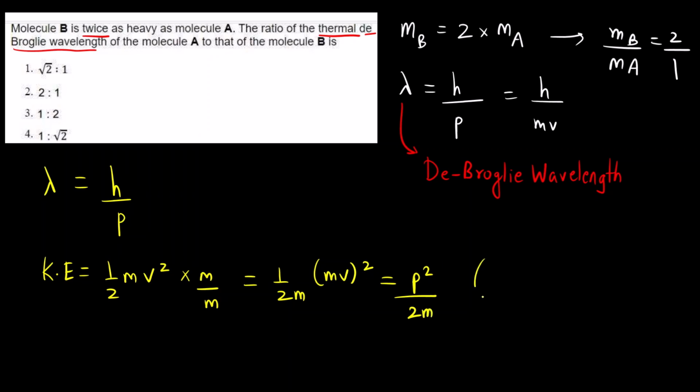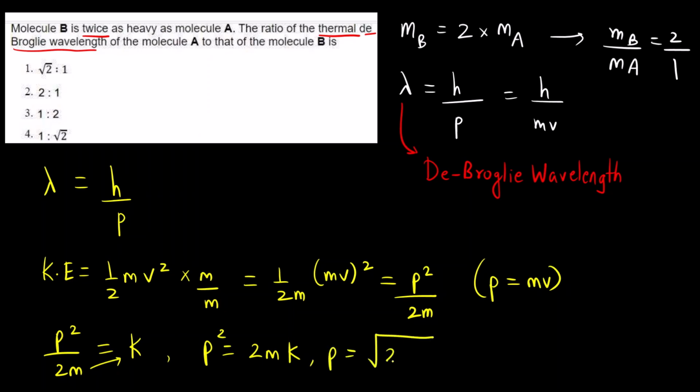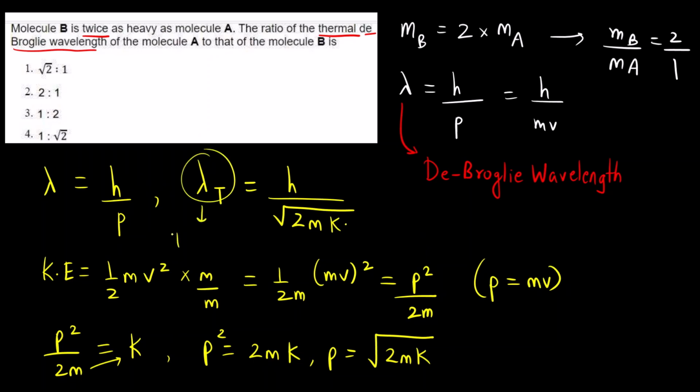Linear momentum is m v, p is linear momentum, m is mass, v is velocity. So now let's rearrange. p square by 2m is equal to kinetic energy, I will write it as K. So what will be p? Cross multiply: p square is 2m into kinetic energy, so p will be root of 2 into m into kinetic energy. So what is our thermal wavelength, or I can say lambda T? That will be h divided by, now substitute this value, root of 2 into m into K, kinetic energy. Now what we have got is called the thermal De-Broglie wavelength.